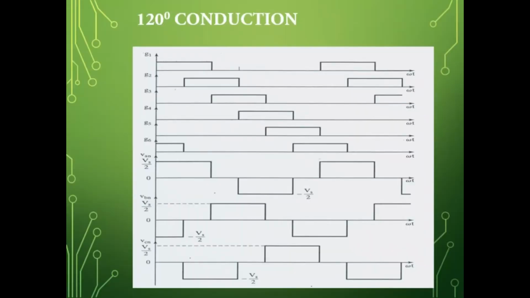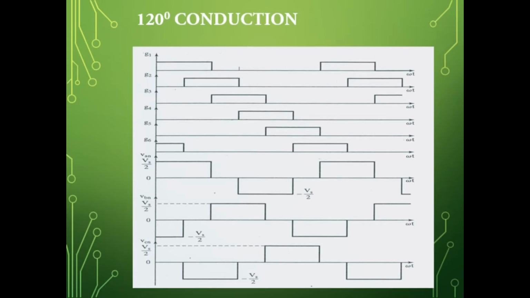Similarly, let us check the 120 degree conduction, as we have already seen it for 180 degree conduction, where each transistor conducts for 180 degrees. Here, in 120 degree conduction, each transistor conducts for 120 degrees. That means only two transistors remain on at a time. In 180 degree, 3 transistors conduct at a time, whereas in 120 degree, only 2 transistors conduct at any instant. The gating signals are in the same sequence, 1, 2, 2, 3, 3, 4, 4, 5, 5, 6, 6, 1 and so on, and that will repeat.